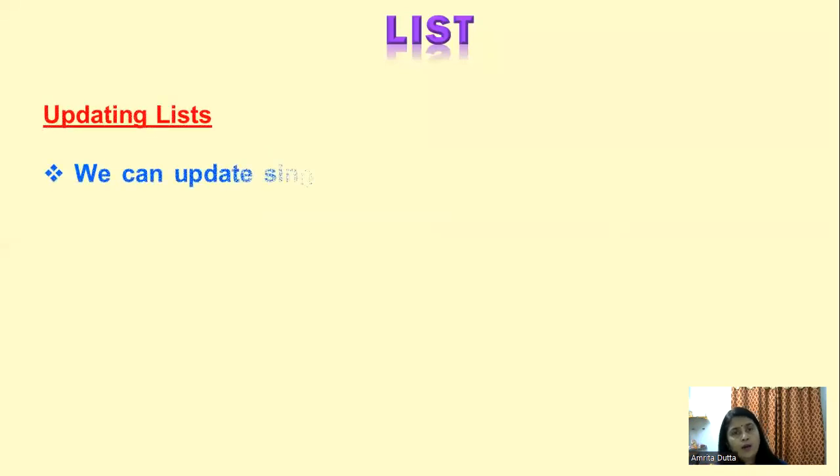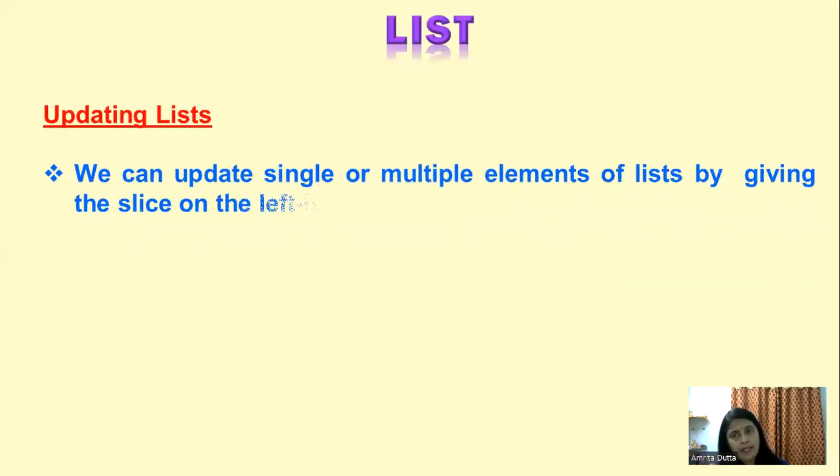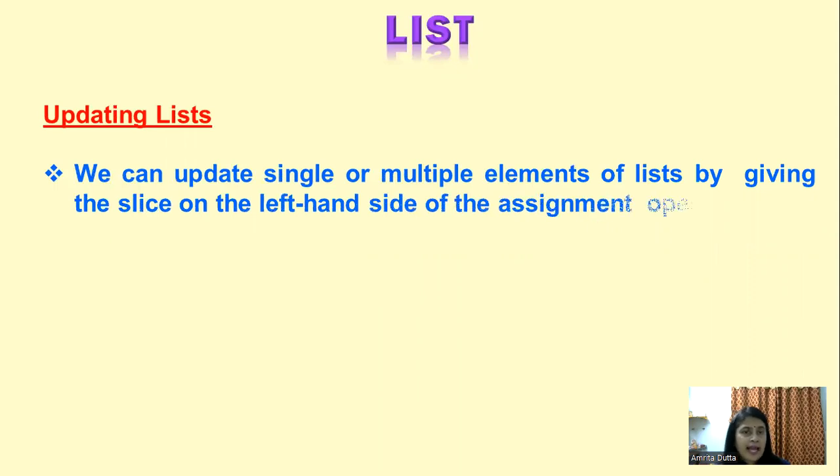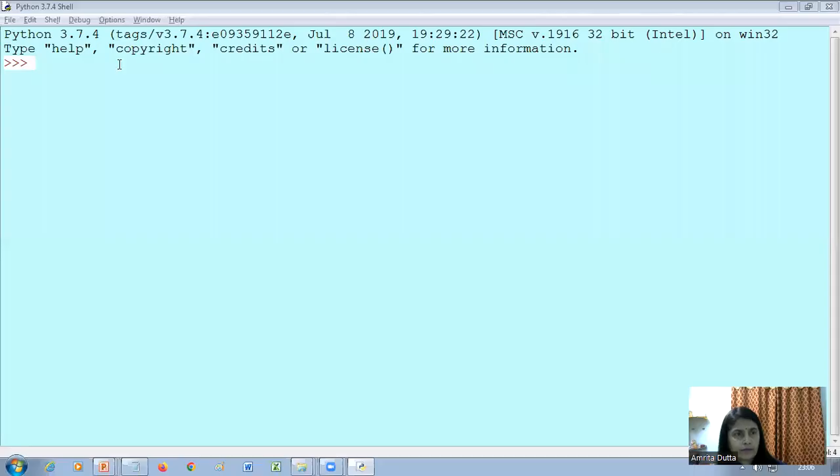Now, how to update a list? We can update a single element or multiple elements in the list by giving the slice on the left hand side of the assignment operator. So how can we achieve that? So let us see. Say for example, list 1 equals, I would like to give some values. Say for example, 56, 78, 89. Presently I'm taking all integer values.